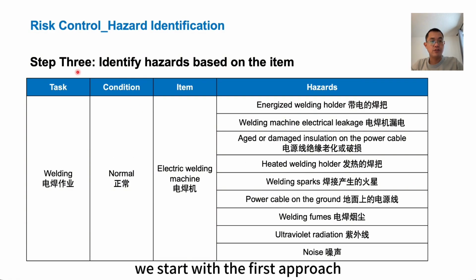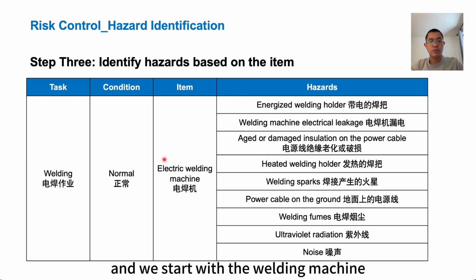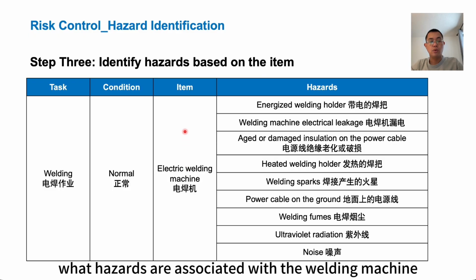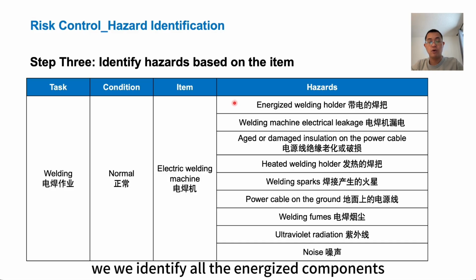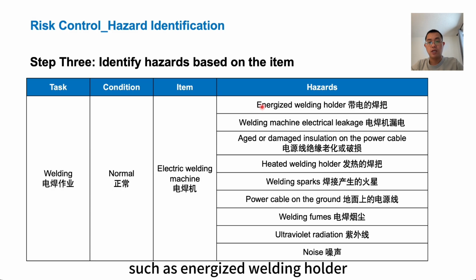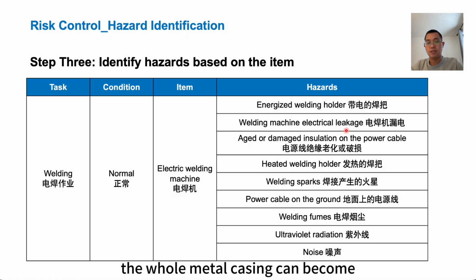We start with the first approach, which is identifying hazards based on each item. And we start with the welding machine. So what hazards are associated with the welding machine? What types of energy are present? First, it contains electricity, right? So we identify all the energized components, such as the energized welding holder, or if the welding machine has electrical leakage, the whole metal casing can become energized and cause electric shock.